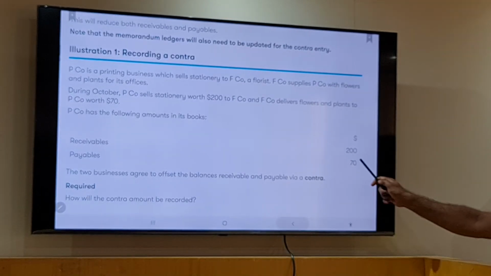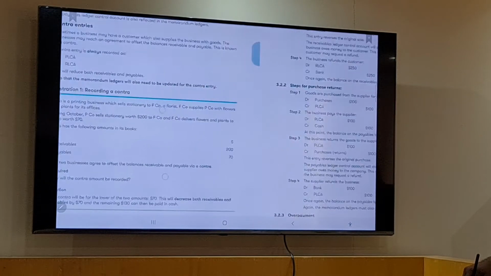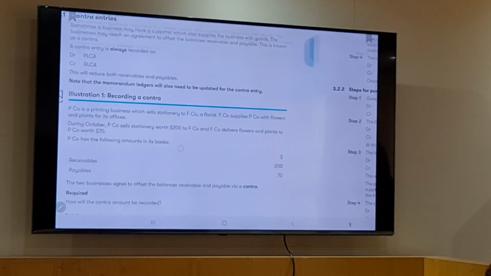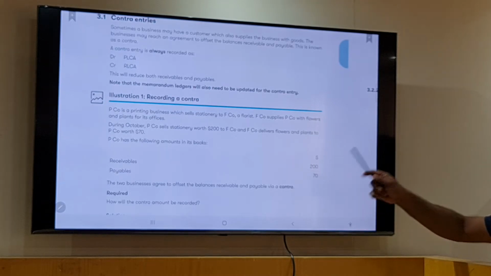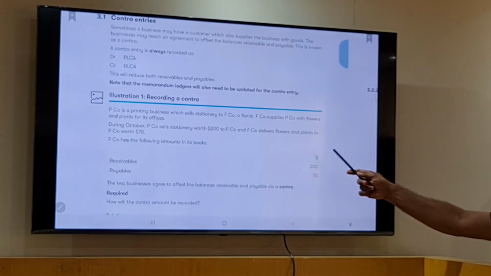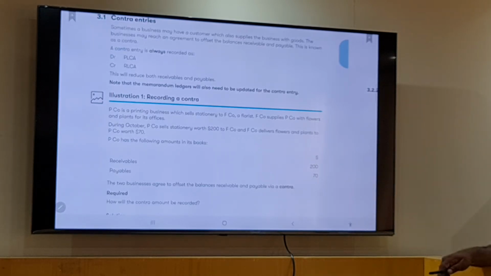Now they have shown here 200 receivable from F company and 70 payable also to F company. So the question is, how will you settle this? If you remember, in the last class we studied something called offset. When a supplier is a customer and a customer is a supplier, you just deduct the smaller amount, and the difference you pay or receive.